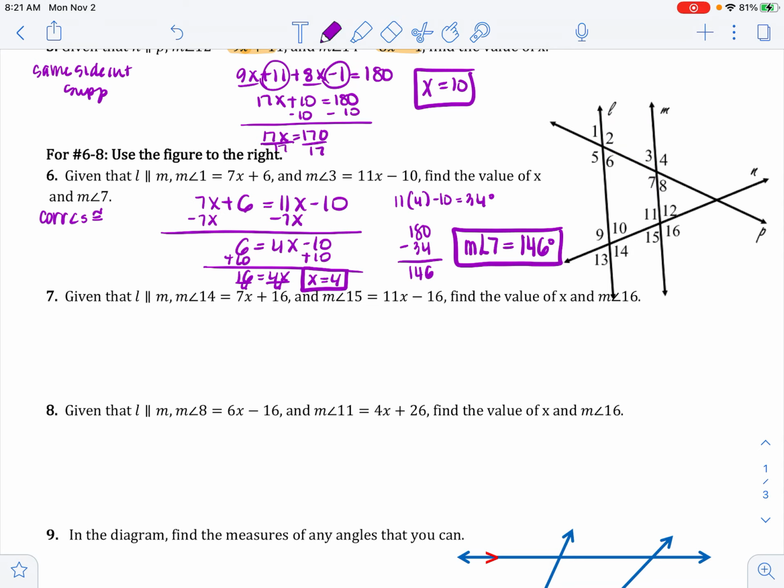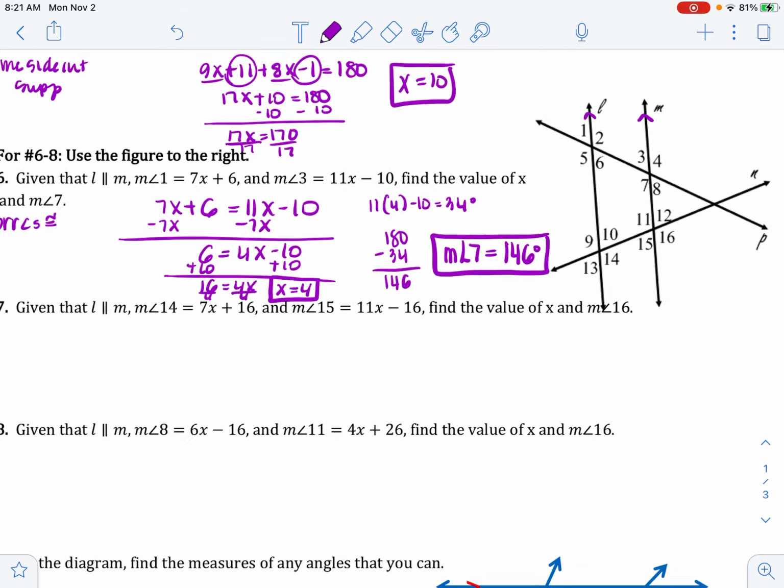Okay. All right, now I'm going to erase everything I drew on this because now we have a completely different problem. Moving on to the next one. Given that L is parallel to M, measure of angle 14 is 7x plus 16. Measure of angle 15 is 11x minus 16. Find the value of x and the measure of angle 16.